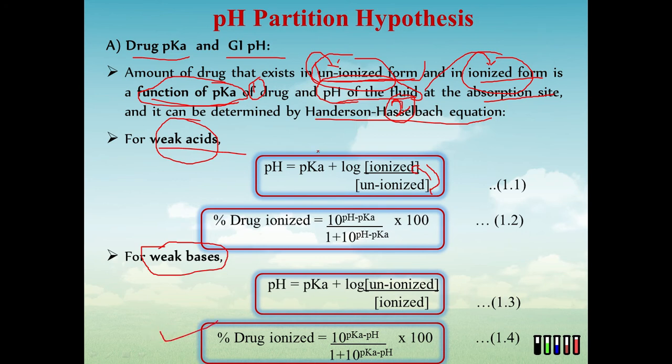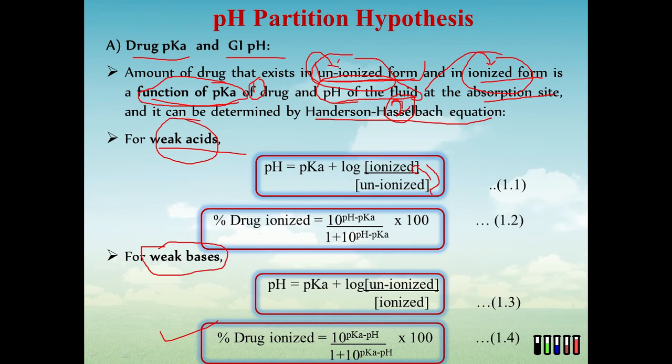Okay, this is all about how we can predict drug pK and GI pH. This is an important one, that is the first statement. This first statement is very important. The amount of drug that exists in unionized form and ionized form is decided by the drug pK and at what site the drug is going to be released. It is very important because it will decide whether your drug will remain more in an unionized state or an ionized state at a particular pH and the pK of your drug.